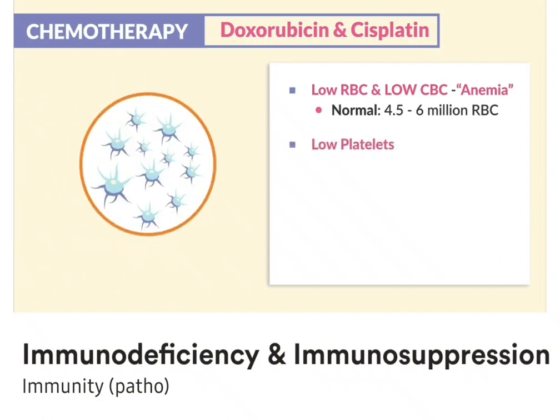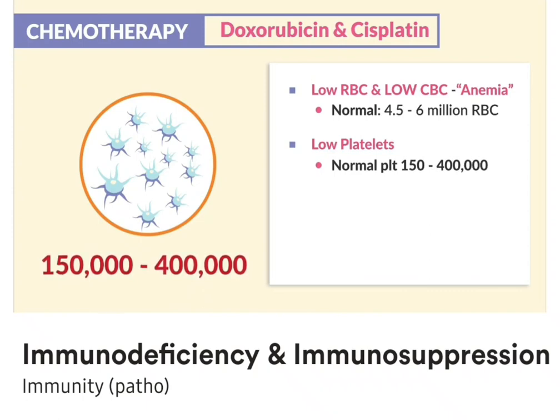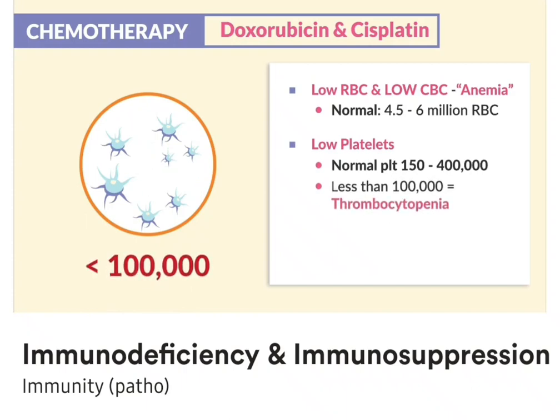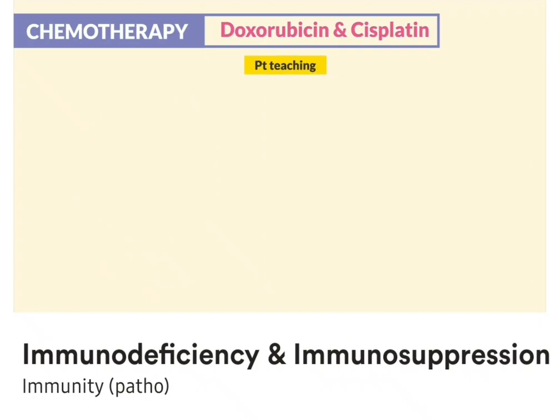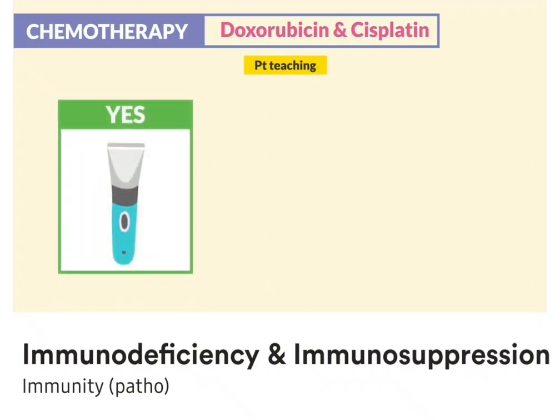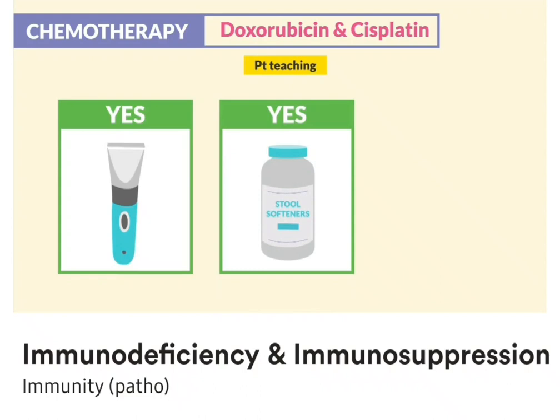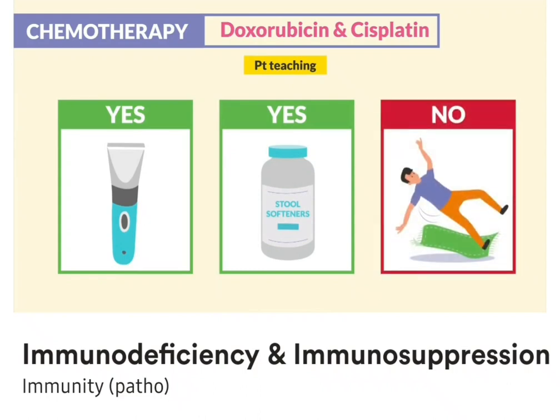We also get low platelets, normally between 150 to 400,000, which results in big bleeds. Remember, platelets less than 100,000 is called thrombocytopenia. So we teach patients to not use razor shaves, use electric shavers. No bearing down to poop, we use stool softeners. And no falls, we avoid rugs, and we use well-lit hallways.